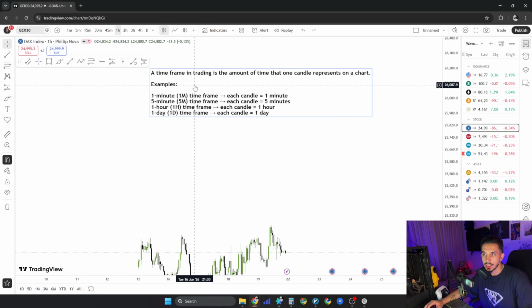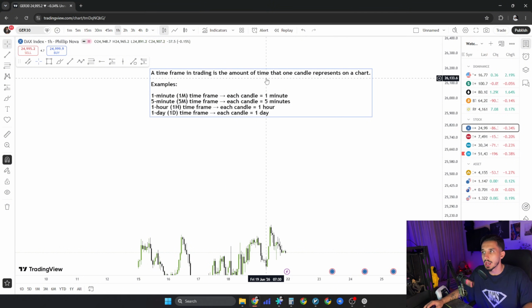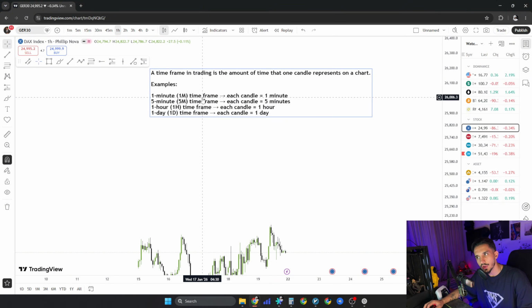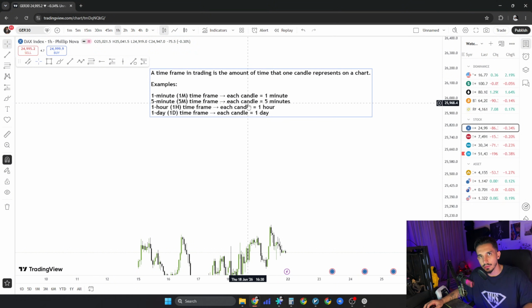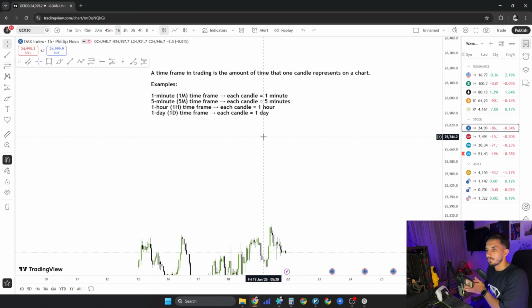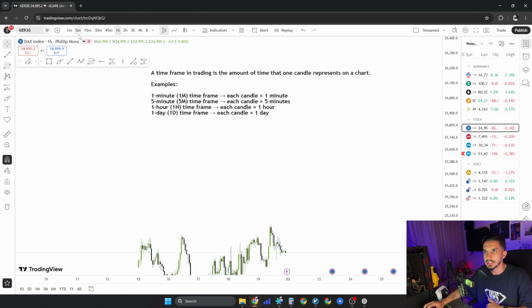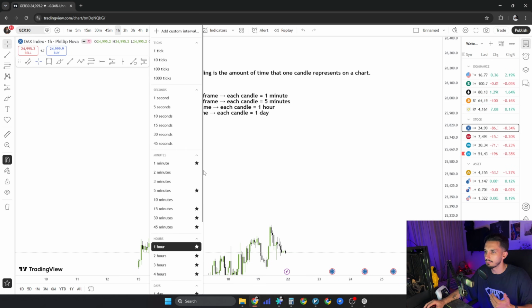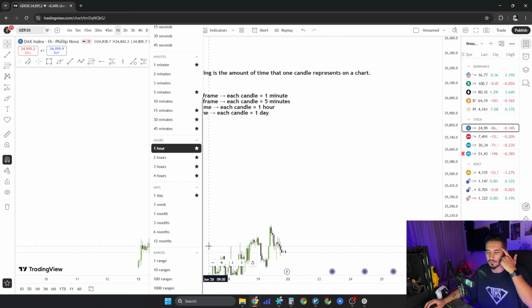This is our explanation. A time frame in trading is the amount of time that one candle represents on a chart. For example, 1 minute means 1m time frame for each candle. Look, we have a table here. I have 1 minute time frame, 5 minutes, 15 minutes, 30 minutes, 45 minutes. We have too many different time frames. But which one are we going to use? That depends on the future.